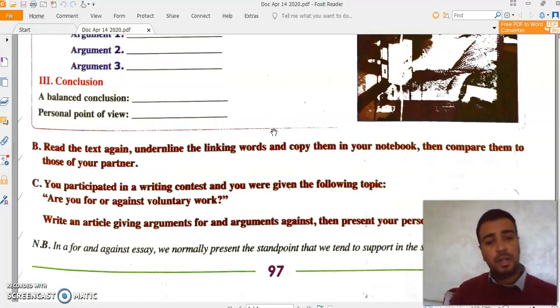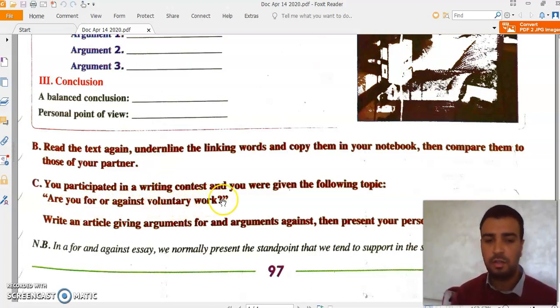You participated in a writing contest and you were given the following topic. Are you for or against voluntary work? By the way, I'd like you to pay close attention to this idea. We don't say I am with, we say I am for. Many students make this mistake, so make sure that you don't make this mistake in your writing. Are you for or against voluntary work?